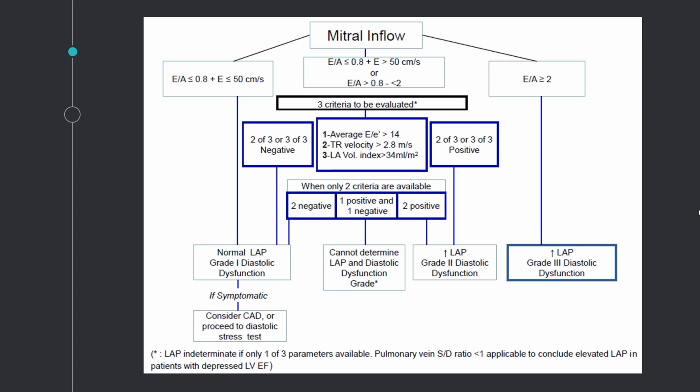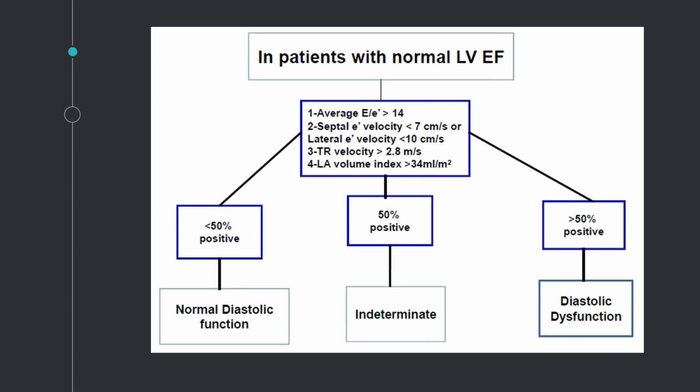Geraldine, obviously there are a few different ways, in the normal EF pattern, to get to indeterminate. Sometimes it's the left atrial volume being dilated and either septal or lateral E prime being below 7 and 10 respectively, and that indeterminate might be different than an indeterminate where the E over E prime is high and the RVSP is high, but left atrial volume is normal, and the septal and lateral E prime velocities are within normal. Do you know what I mean?